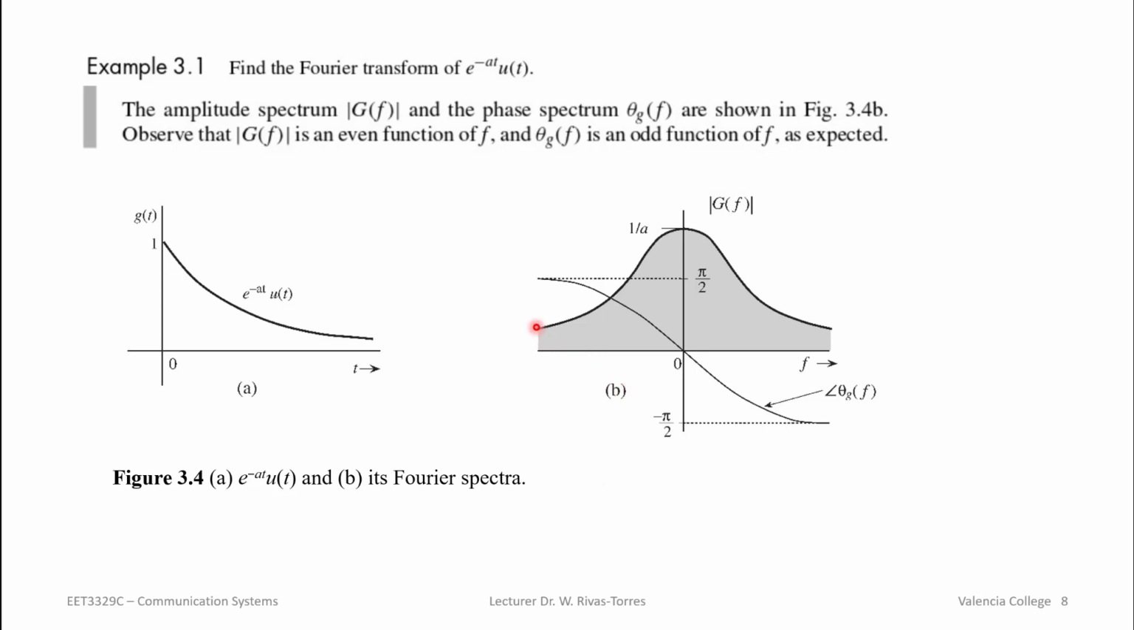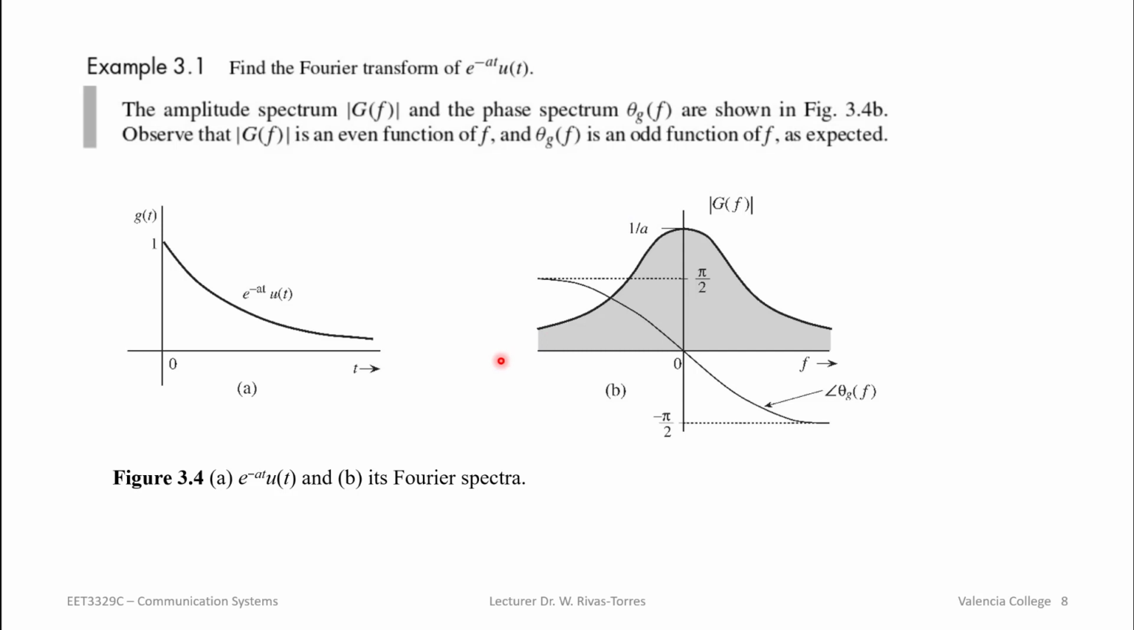So if you look at the magnitude in the frequency domain, it has kind of this bell-shaped form, right? And then the phase has two asymptotes, and on the negative frequency side, it asymptotes to pi over 2, and on the positive frequency side it's minus pi over 2, right? So as frequency goes to positive infinity, it approaches minus pi over 2, right?